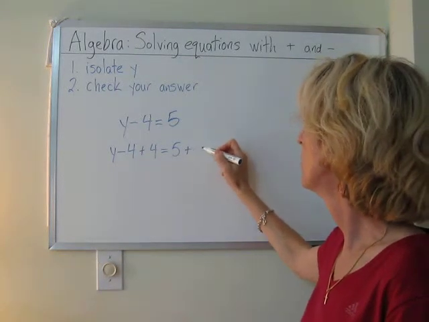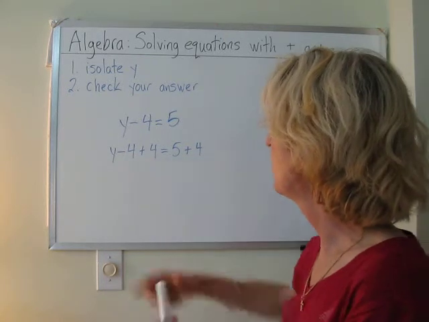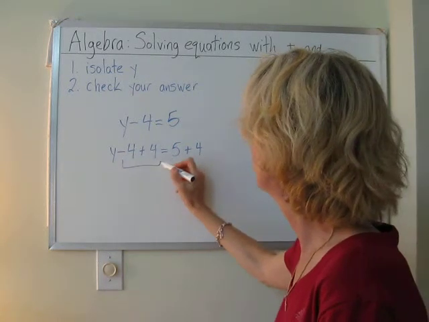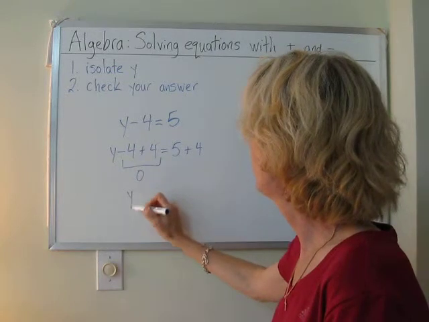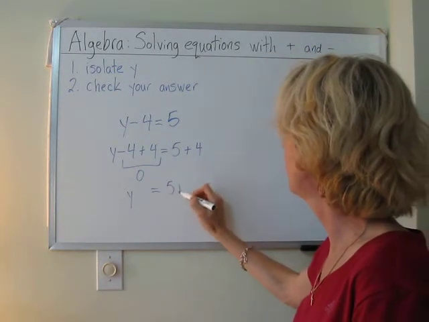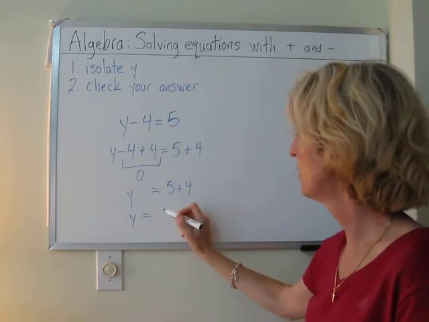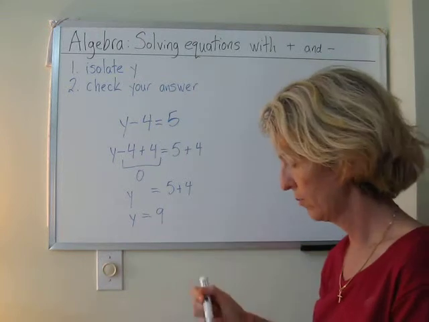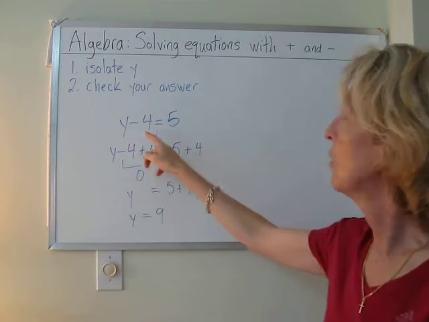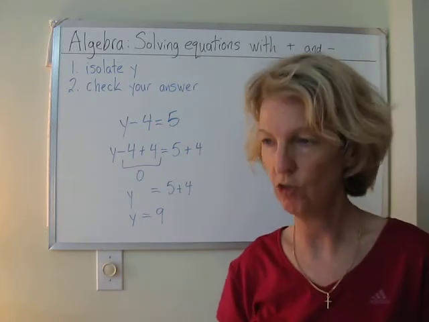Plus 4. Good. Minus 4 plus 4 becomes 0, and we're left with y on that side of the equation. And 5 plus 4 on this side, which is 9. Okay. Now, if we take a number and we jump over the equal sign, the sign changes.